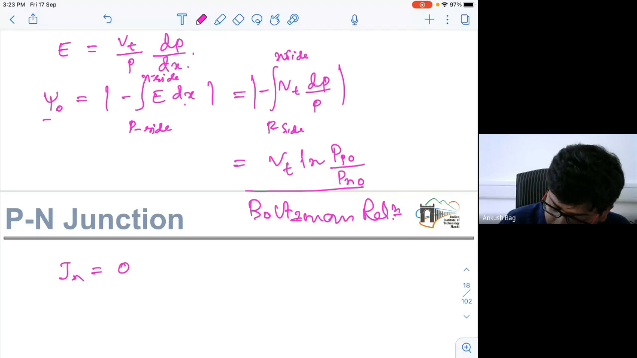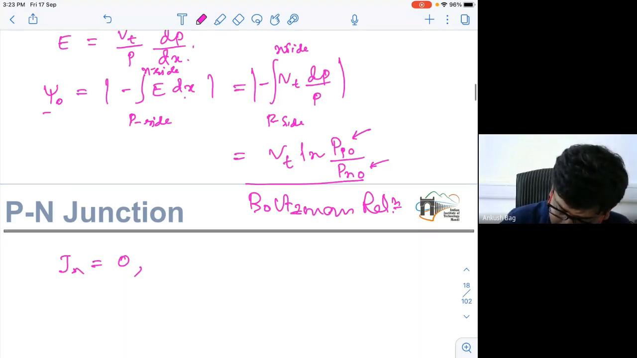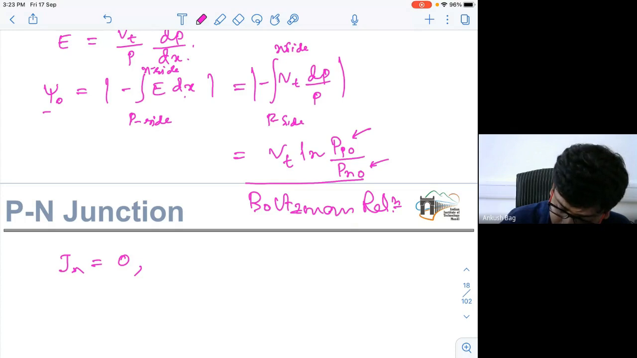See, pp naught is the hole concentration in the p side at equilibrium. pn naught is the hole concentration in the n side at equilibrium. This naught stands for an equilibrium quantity, and that means majority carrier divided by minority carrier. So this is all coming due to the hole. Now similarly, if we consider Jn, the electron current density, equals to 0, considering the drift current and the diffusion current, the same built-in potential we can find out.